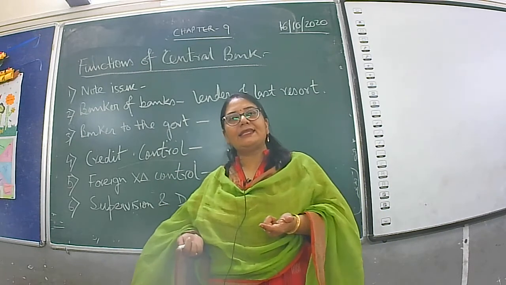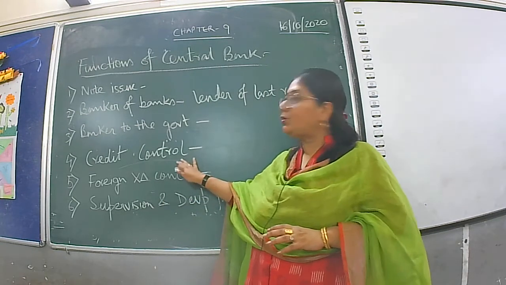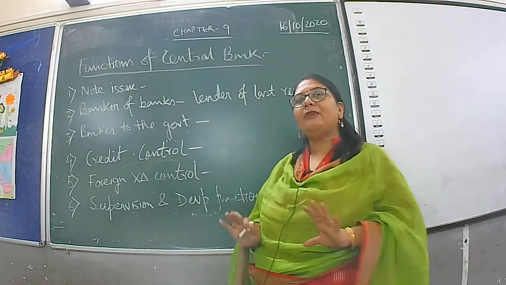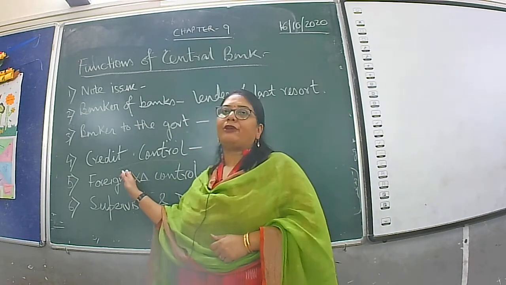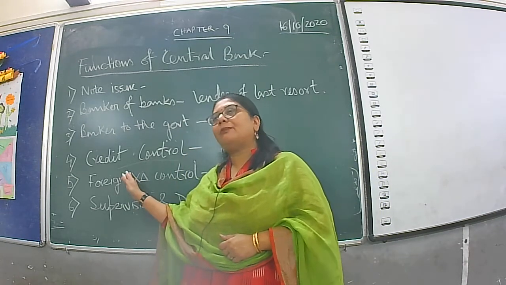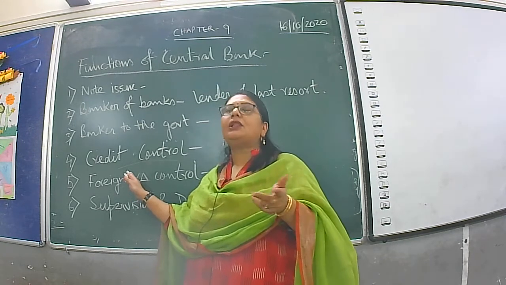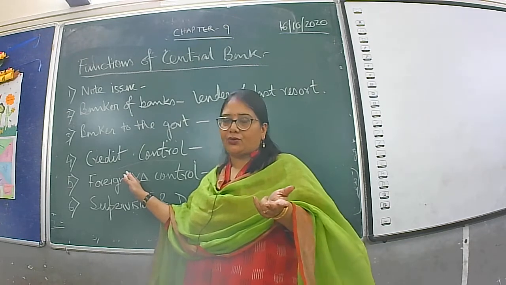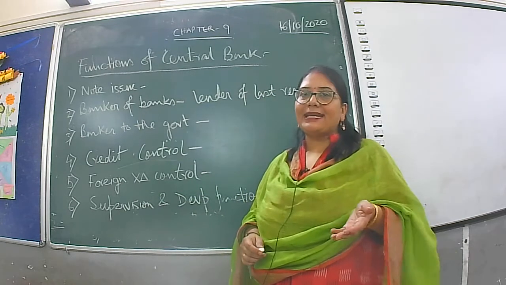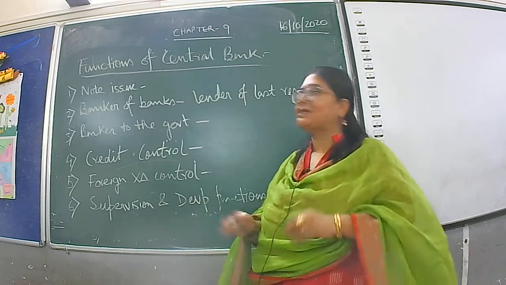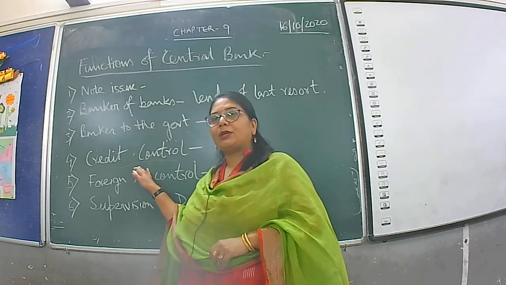Now, why this is necessary and what the weapons are will be done in the next class when I will do this topic in detail. But for the time being, it is enough for you to know that the central bank can control the volume of credit provided by the commercial banks. There are two basic ways. Number one is general credit control. Number two is selective credit control. By these two methods, the central bank can control the credit in the economy provided by the commercial banks.